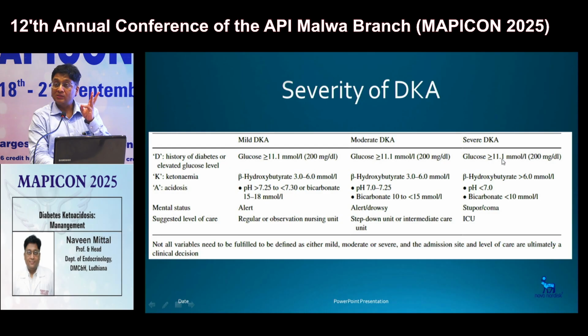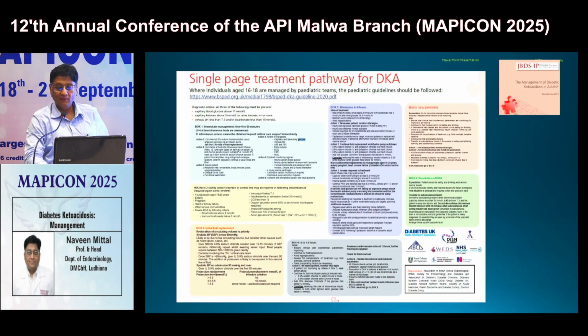So a patient who is stuporous or comatose, with pH less than 7 and low bicarbonate, has severe ketoacidosis and should be managed in ICU. A patient who is drowsy with moderate ketoacidosis might be managed in HDU, and a patient who is alert with mild ketoacidosis might be managed in a general ward as well. This is a one page statement which is available on the net. You can put it in your emergency and all the nursing homes so that your junior resident can manage the ketoacidosis themselves.